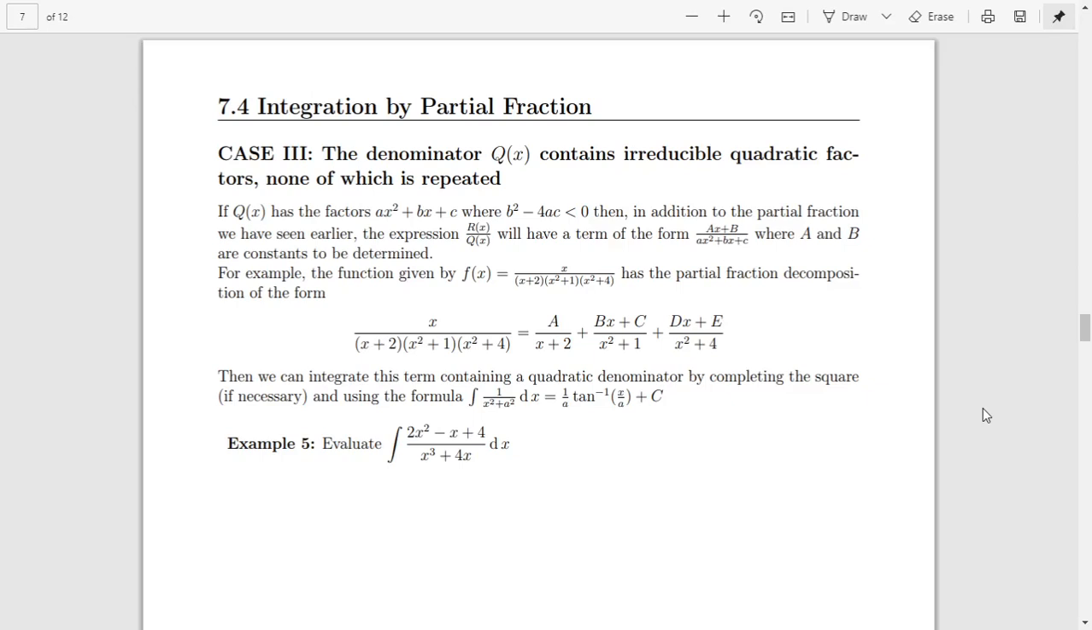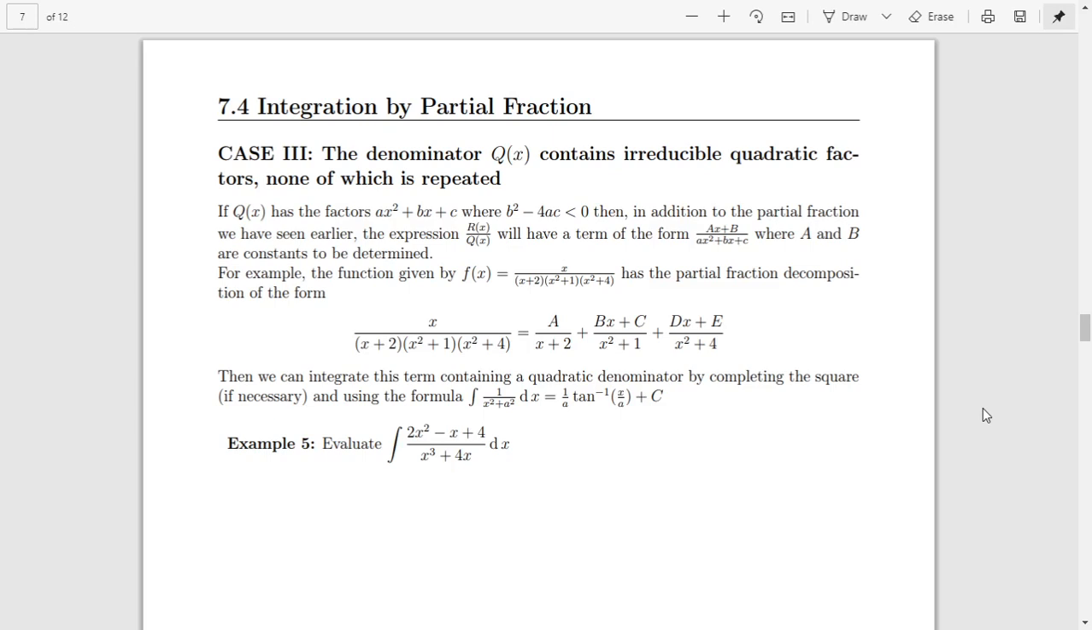In this video, we'll look at some other examples we can encounter when carrying out integration by partial fractions. In this case, we want to consider the time when the denominator q of x contains an irreducible quadratic factor or factors, none of which is repeated. That means we don't have any factor raised to the power of 2 or more.